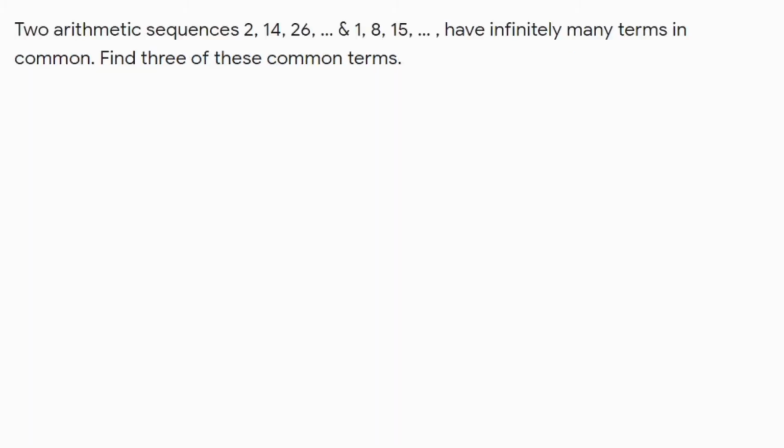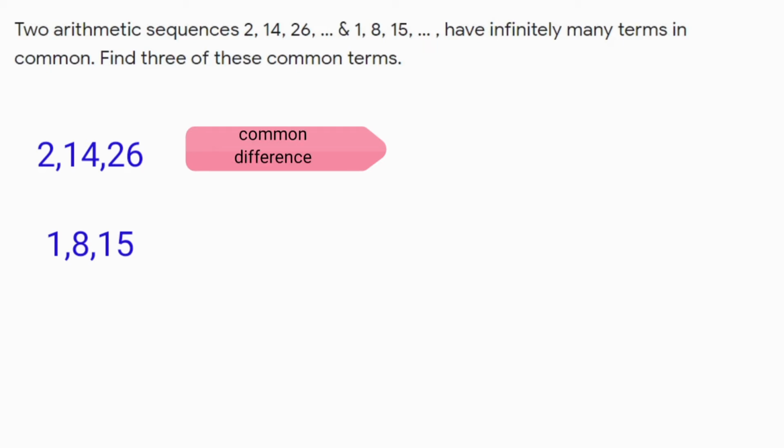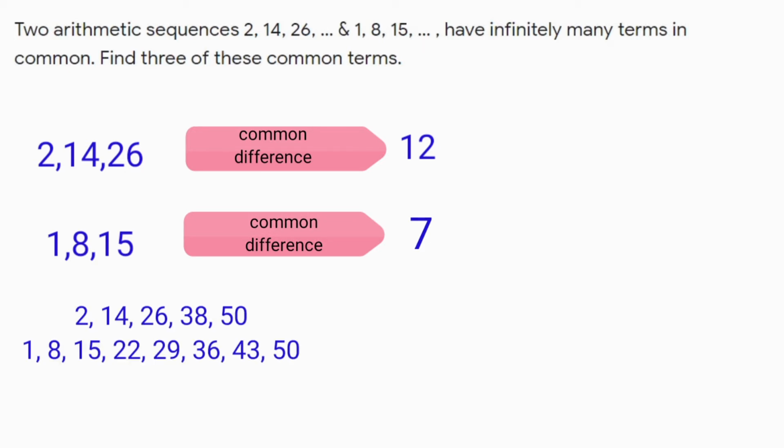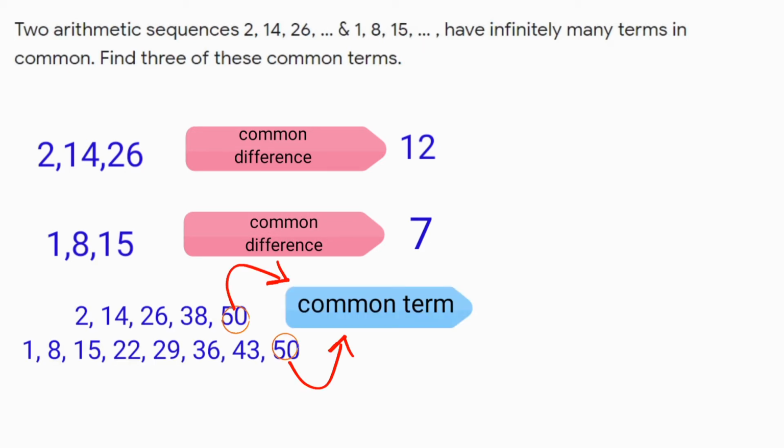Two arithmetic sequences, 2, 14, 26, and 1, 8, 15 have infinitely many terms in common. Find three of these common terms. 2, 14, and 26 have a common difference of 12, while 1, 8, 15 have a common difference of 7. If we move on to both of these sequences, we will find that they have a common term of 50.